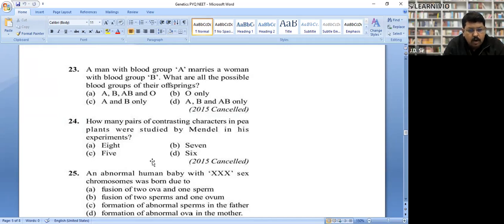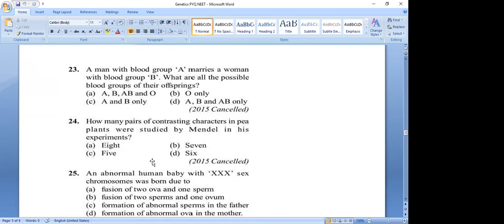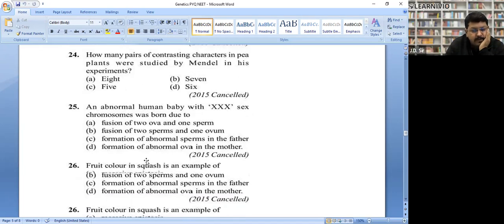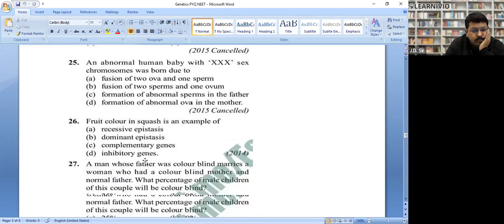24th. How many pairs of contrasting characteristics in pea plant were studied by Mendel in his experiment? Seven. Right. Very good. Seven characteristics. 25th.